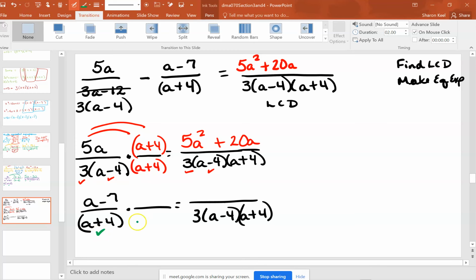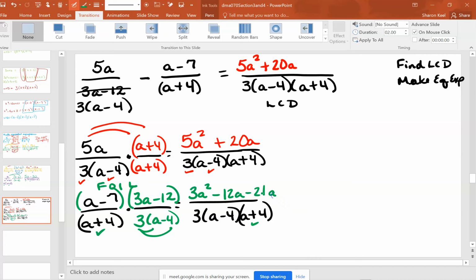Now, for this one, I have the a plus 4. What I do not have is the 3, and I do not have the a minus 4. Let's multiply those, and this becomes 3a minus 12. Now, what I want you to notice on this particular one, we have a binomial times a binomial. So we are going to FOIL, okay? My first is going to be 3a squared. Then I have minus 12a. Negative 7 times 3 is a negative 21a. And negative 7 times negative 12 is a positive 84.